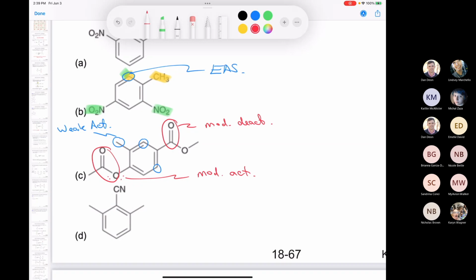So it's the strongest activator in the entire ring, and it is going to activate to its ortho and para position. This ortho position is blocked, the para position is blocked, but this ortho position is open, and that happens to be meta to our moderate deactivator. So the moderate deactivator, this carbonyl, is going to direct to both of those positions. And so where is the electrophilic aromatic substitution going to occur? Well, it's going to occur where our strongest activator is directing, and so it will be at this position right here. We'll put EAS will occur here.